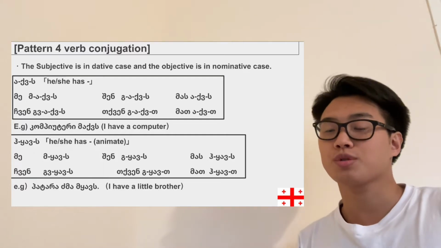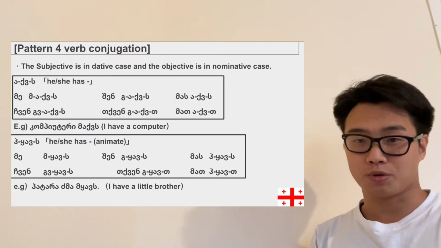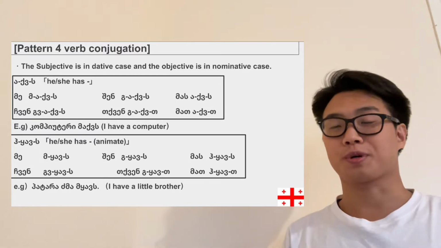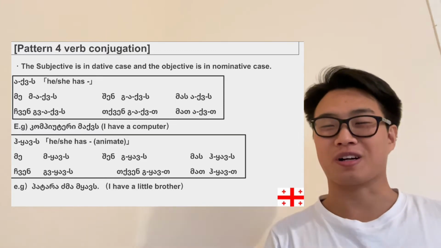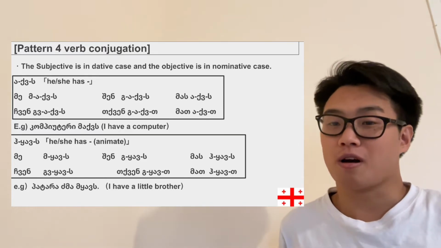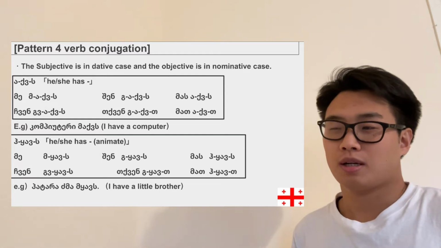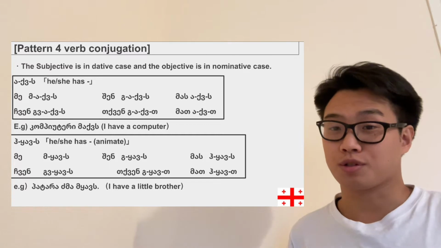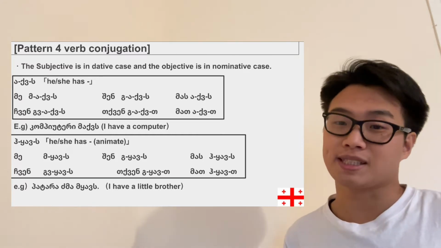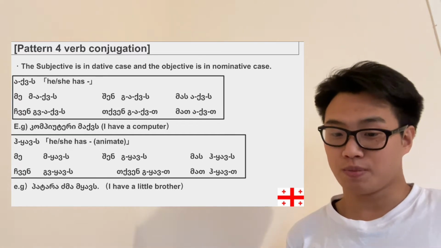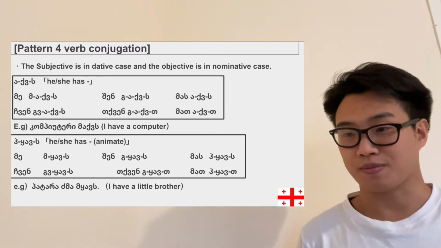So today we are going to study about the pattern 4 verb conjugation, and as we studied before, in the first video about the verb conjugations, I suppose I taught that there are 4 verb conjugation patterns in the Georgian language. And today we are going to study the last verb conjugation, which is pattern 4 verb conjugation.